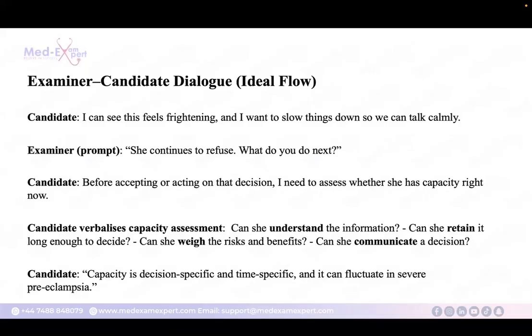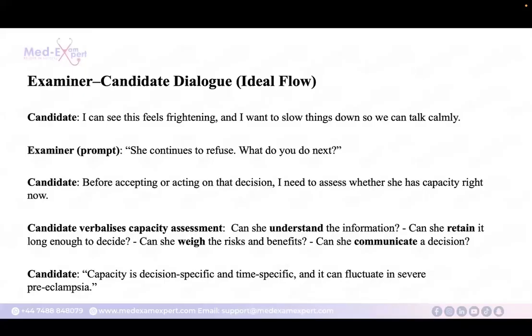But the patient continues to refuse. So, what do you do next? This is what I asked you. So, of course, before accepting or acting on their decision, I need to assess whether she has the capacity right now. Because, of course, with her condition deteriorating, her capacity has been affected.